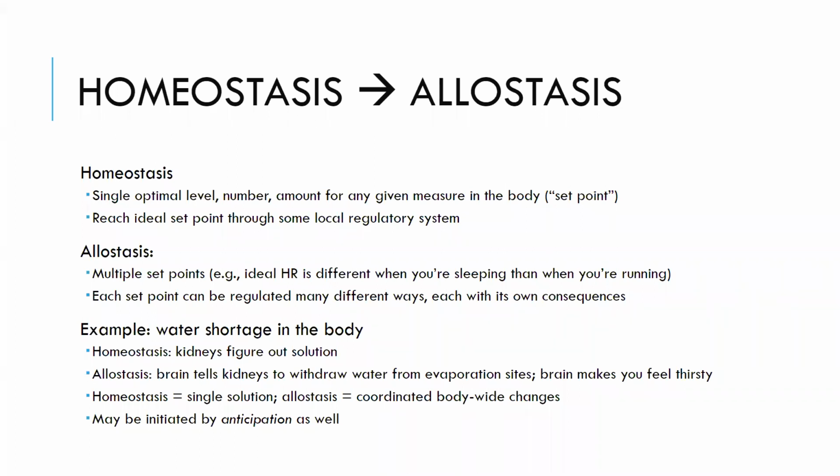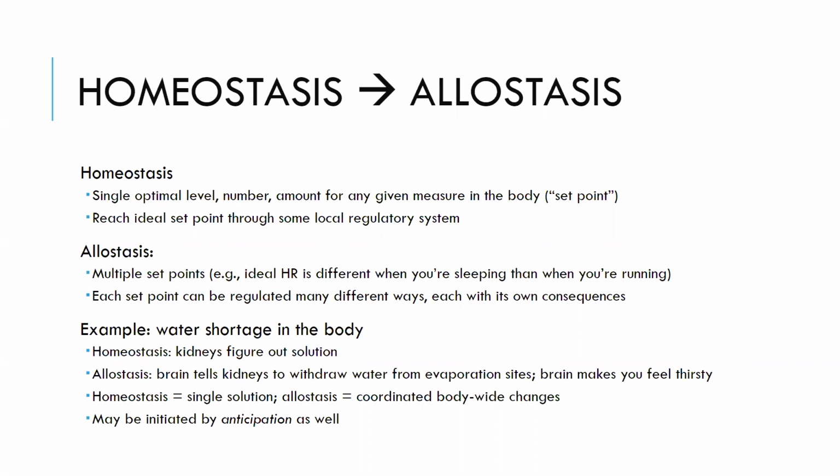And that each set point can be regulated in different ways, and that each mechanism has its own consequence. For example, I'm going to compare and contrast homeostasis versus allostasis using an example that Sapolsky uses in his book, the idea of there being a water shortage in the body. A homeostatic approach to this would be that the kidneys are responsible for regulating water to be secreted or not. So the kidneys are going to be in charge of figuring out the solution to the water shortage. An allostatic conceptualization of the same issue would be that, okay, no, it's a bit more complicated than the kidneys. The brain is in charge of telling the kidneys to withdraw water from evaporation sites. The brain's the one that's making you thirsty to take in more water. It's not just about conserving water, but bringing more on board.